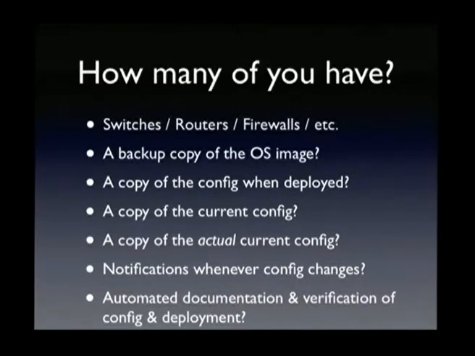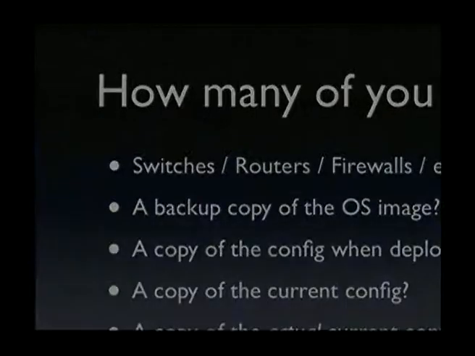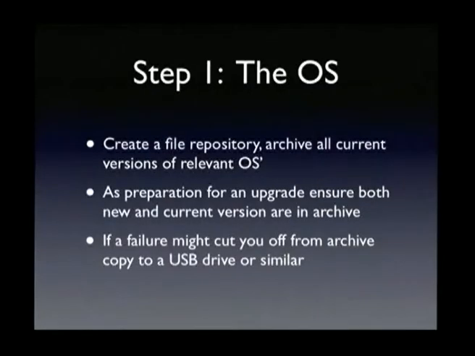So, step one, sort of heading down this path, before you even deal with the config, deal with the OS. For pretty much all these devices, the OS install is one file or at least available in tarball form. For most Juniper and Cisco devices these days, it's tarball, but you only need to keep the tarball. So create a file repository. My Junos repository is about 10 gig. My iOS repository is about 120 gigabytes at this point. iOS may be smaller. There's a lot more versions of it.